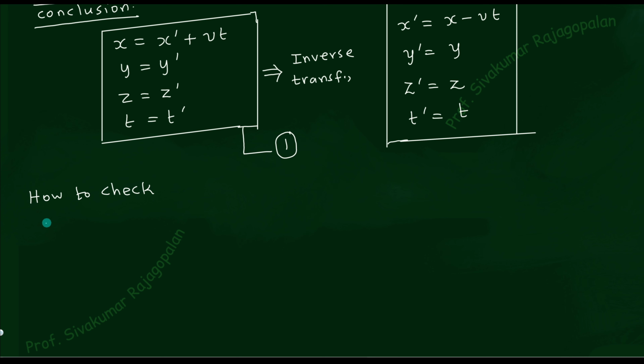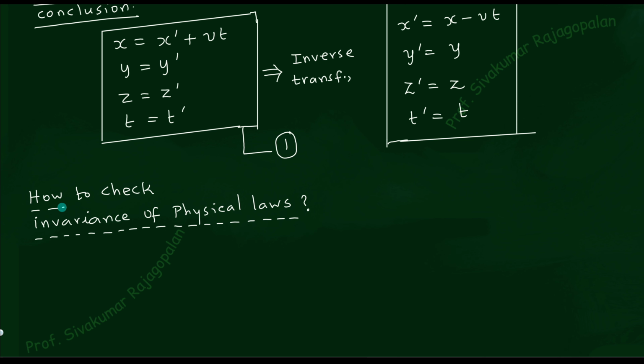Now, how do we know whether the equations are invariant? That's what I'm writing: how to check the invariance of physical laws. The transformation equation is clear. Galilean transformation equation is basically a relation between the coordinate systems. But how to check the invariance of physical laws? For that, let us start with Newton's law.